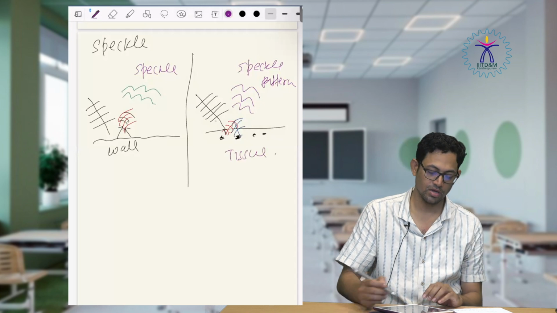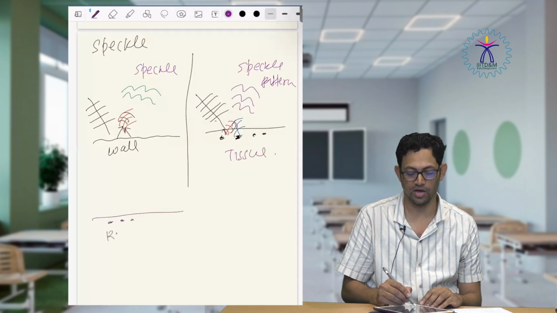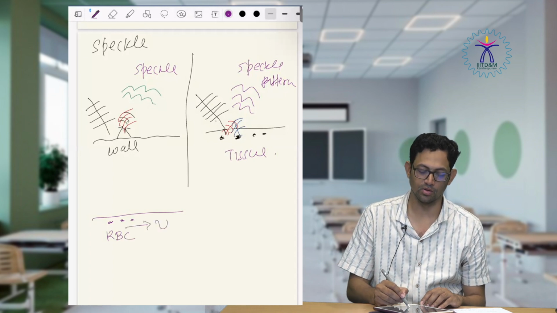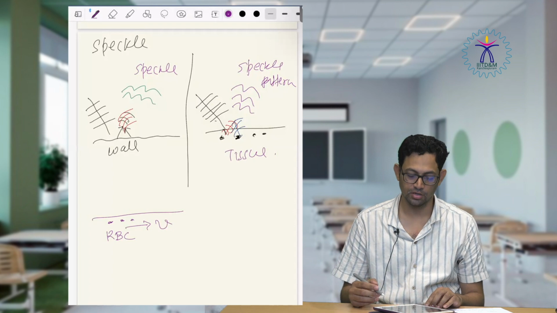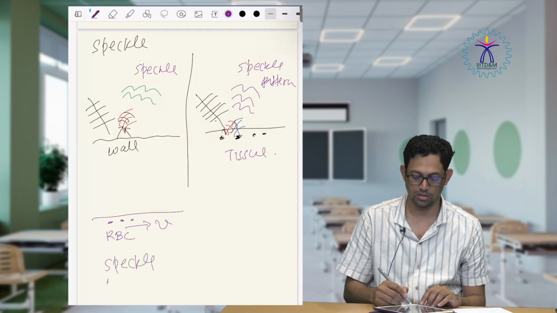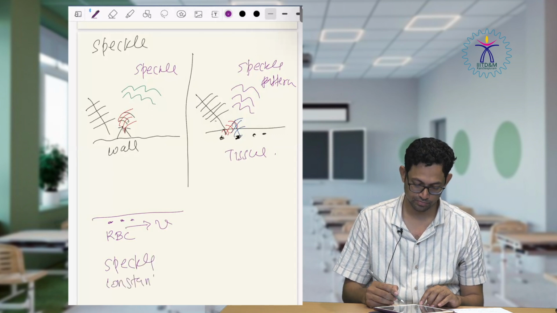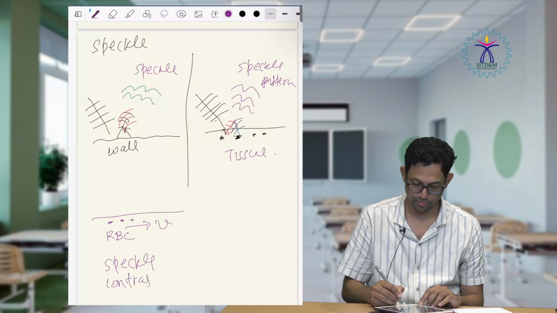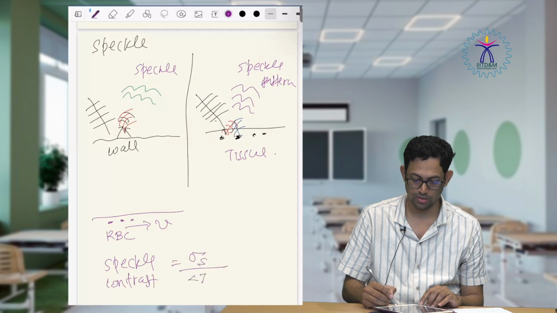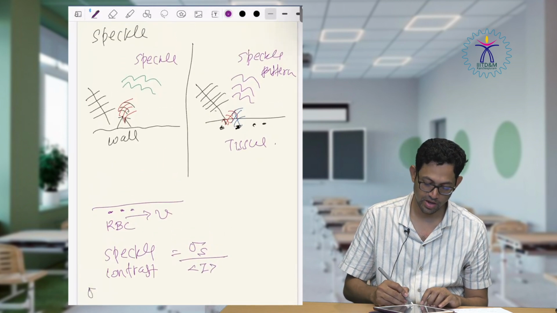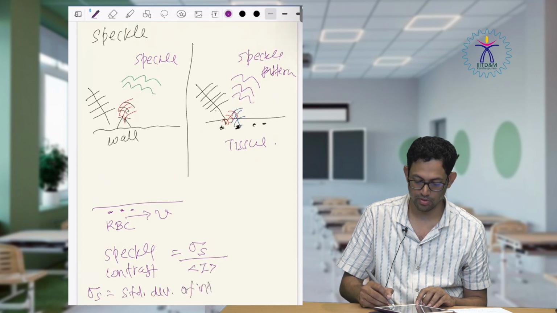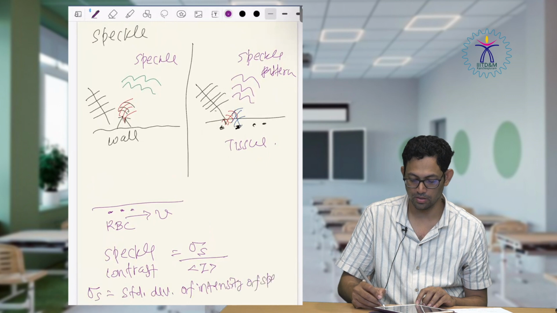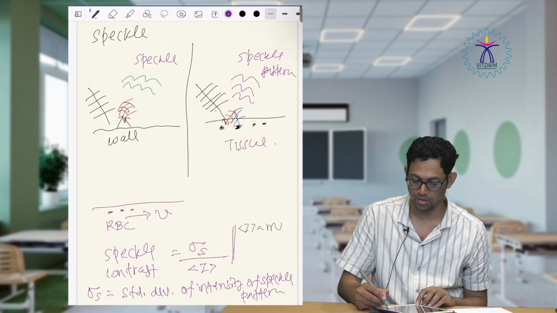Okay, now what happens is that in real cases there are many tissue constituents, for example RBC, and they are not constant, they are actually moving with a particular velocity. Okay, so after doing the autocorrelation, we can come up with a function known as speckle contrast. Okay, this is a parameter that is defined as sigma s divided by the average of I. This sigma s is the standard deviation of the intensity of the speckle pattern, and the average of I is nothing but the mean intensity.